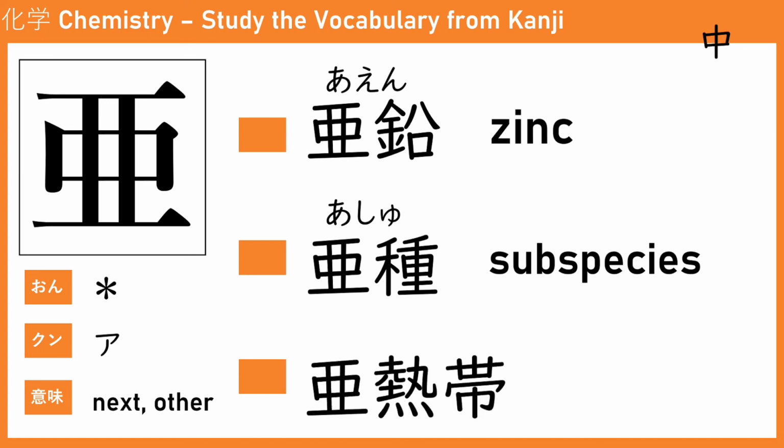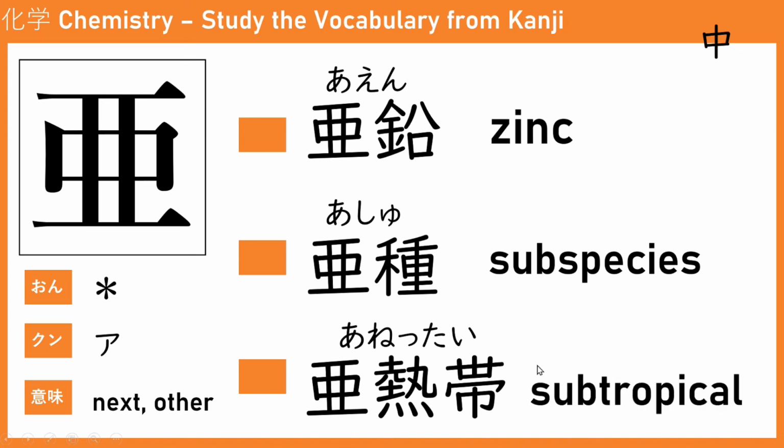The next one is anettai. In nettai, the second kanji netsu means heat or hot, and tai means belt. So nettai is actually the tropical belt. If you have the Earth with the equator in the middle, it represents the tropical area, right? So the next of the tropical area is the subtropical area, the subtropical season or area.